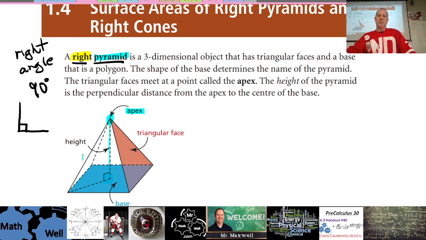Now the base is the entire bottom part that it would sit on, okay? And it's opposite of the apex, right? So the base is opposite of the point. This is not the base right here. This triangle is not the base, because it's not opposite of the point.